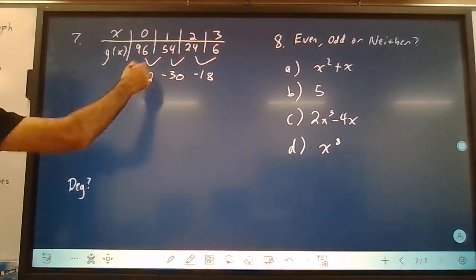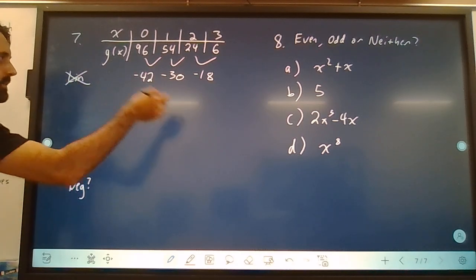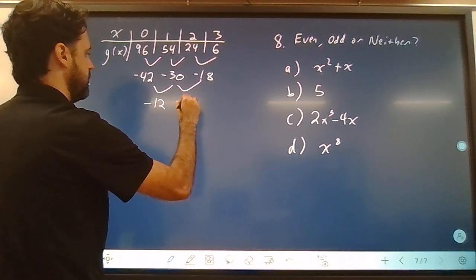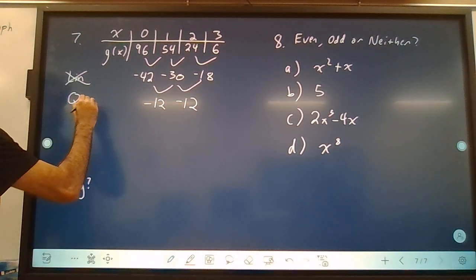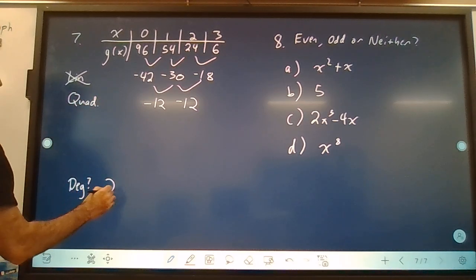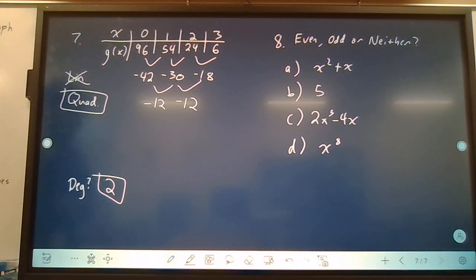Okay, so the fact that these are not the same tells us it is not linear. Okay, then we do it again. Well, I subtract 12 and I subtract 12. Well, these are the same. So that, if it's on row 2, tells us it's quadratic. Okay, and so what's our degree? Well, our degree is 2. Or I could ask for the type of the polynomial, it would be quadratic here.